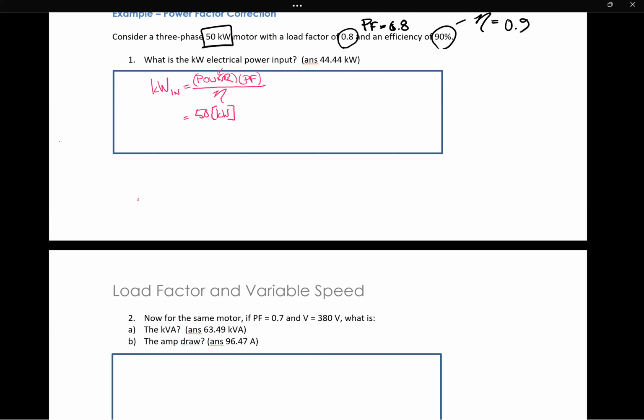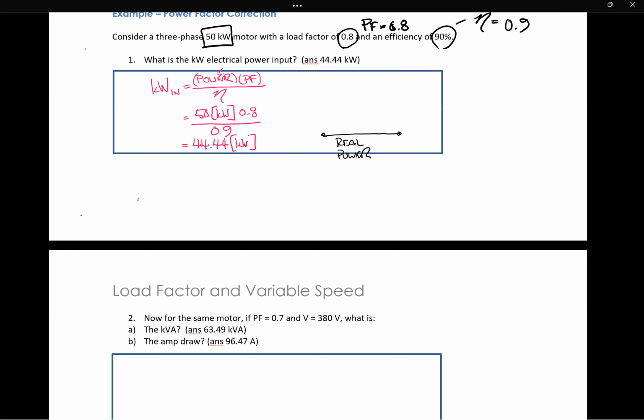So that's our 50 kilowatts of rated power times our power factor of 0.8, power factors are unitless, divided by our efficiency of 0.9, also unitless. So this is actually 44.44 kilowatts of real power. And if we start building one of these power triangles, that's this part of the power triangle, real power.